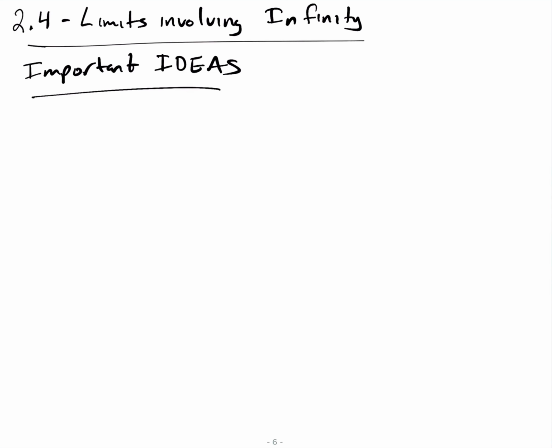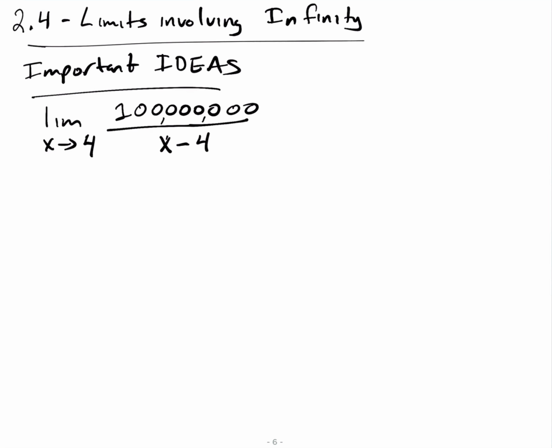But let's say you have the limit as x approaches, let's just say 4. There's nothing special about 4, it's just some number. And I'm going to put a really big number up here. How big is that? That's 100 million, so that's a pretty big number, right? And then here I have x minus 4 on the bottom. Now, if I am following my normal strategy to evaluate limits, what do I do? Plug in 4, right? Exactly.